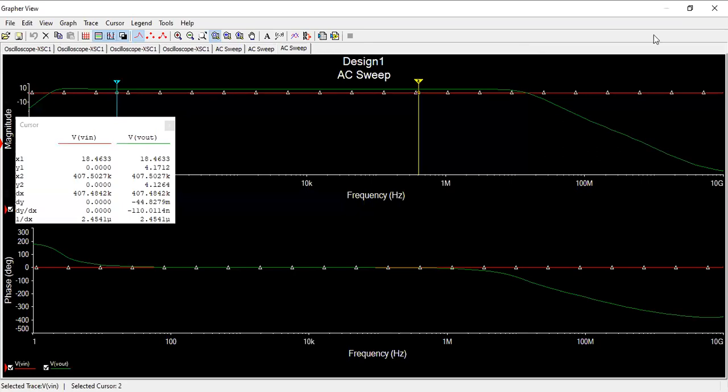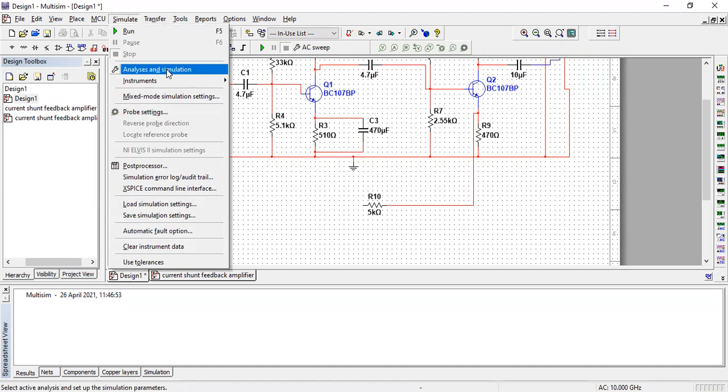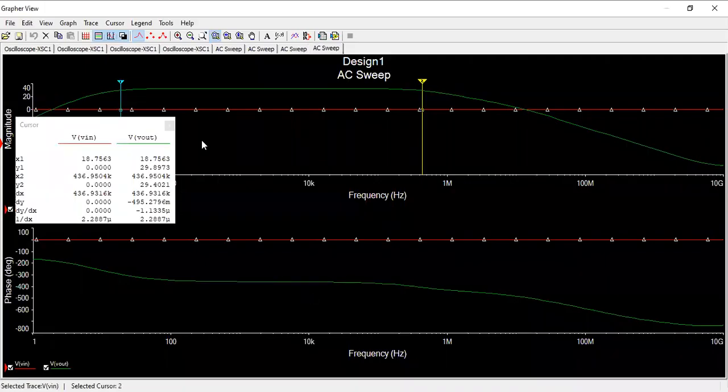Ma'am, once explain how to keep Y1 and Y2 values. Yeah, I'll remove the feedback. I'll show you once again how to keep Y1 and Y2, because the gain is more. It can be visualized better, I think. So I'm removing the feedback now, Amma. So I'll go to AC analysis, simulate analysis and simulation. I'll go to AC sweep and I'll run the simulation. This is the response you are getting.